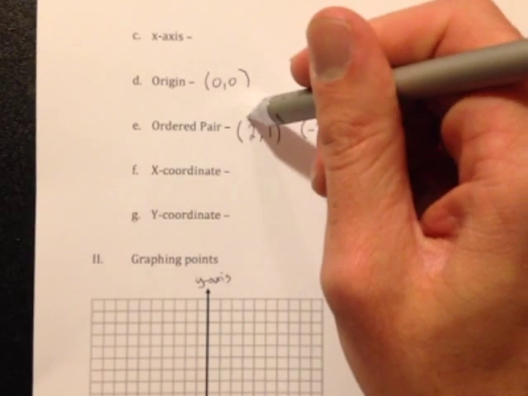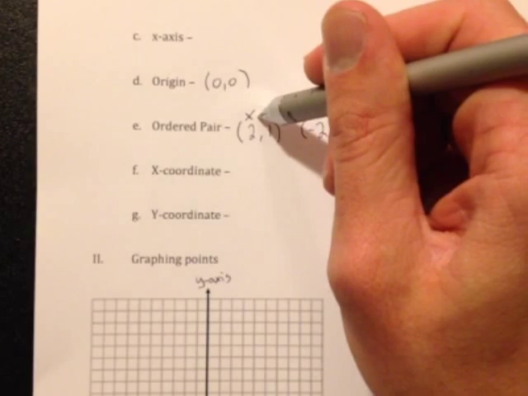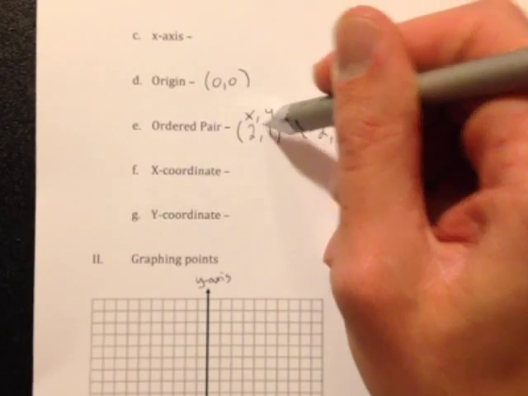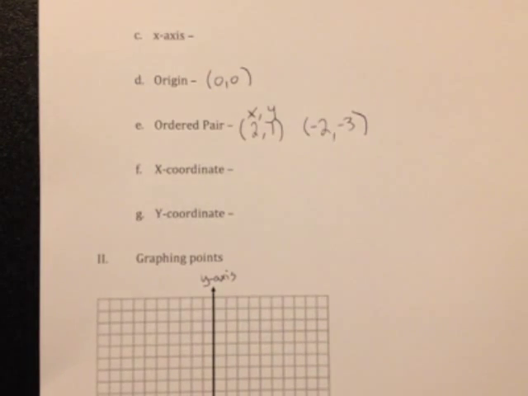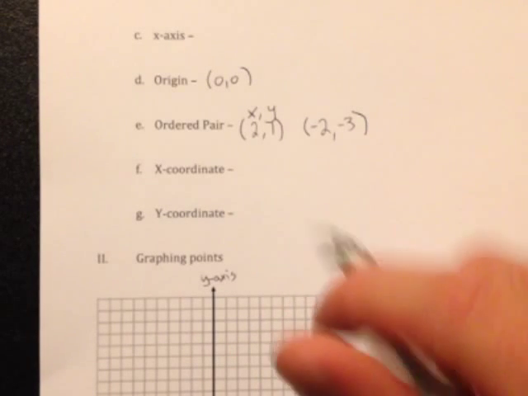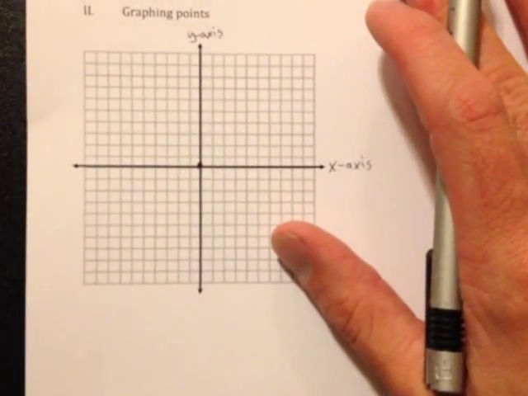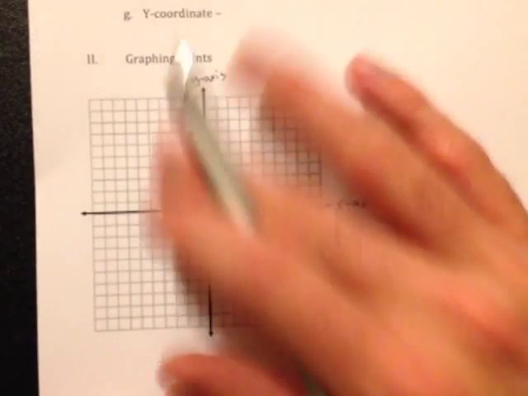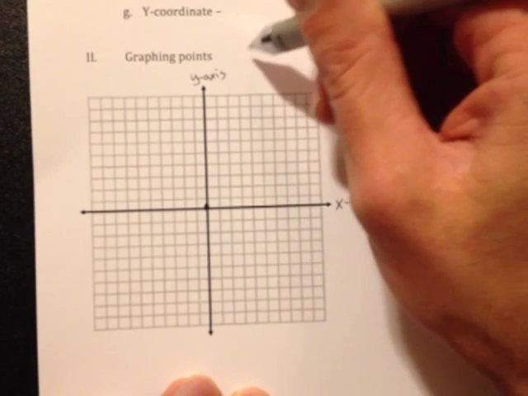All the ordered pairs go x-coordinate, y-coordinate. Okay, so the x comes first and the y comes second. So that's what the x-coordinate and y-coordinate are. Okay, so basically what we're going to do is use this system to graph individual points.